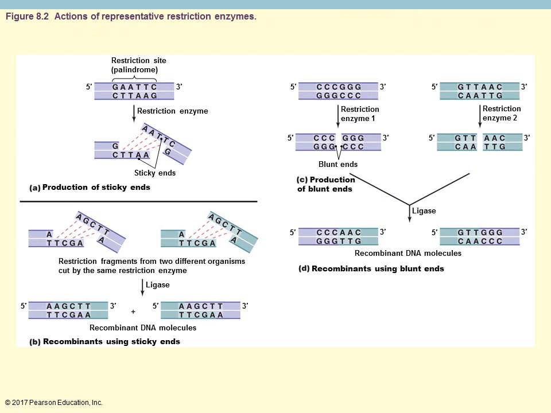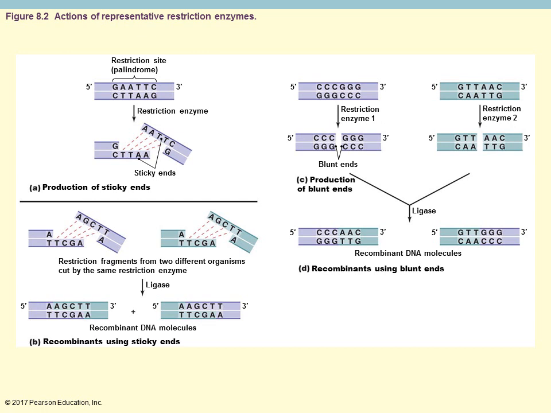Blunt ends are what we see in figure D on the right-hand side. It's a straight cut. Both strands are cut in the same spot. So it's just like taking a knife and slicing it right down. Sticky ends, it's a jagged cut, as you can see on figure A. So once again, it still has to recognize that certain base sequence. It will cut in certain areas.